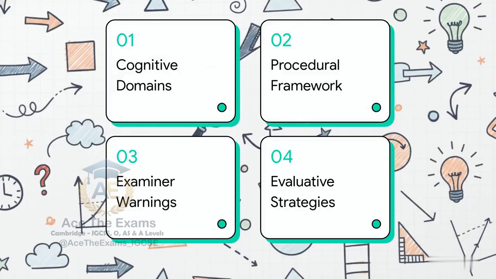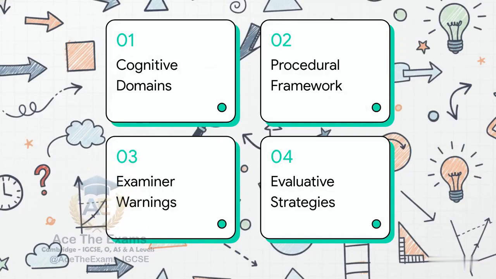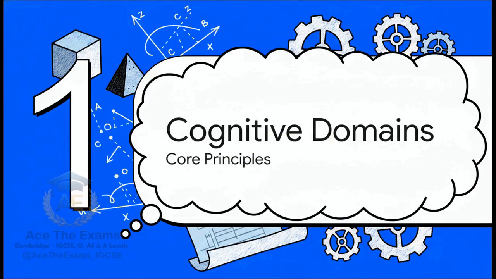Today's agenda is your venture capital playbook. First, we map out the cognitive domains. Second, the procedural framework. Third, top examiner warnings. And finally, evaluative strategies. Let's start the clock. Section 1. Cognitive Domains and Core Principles.